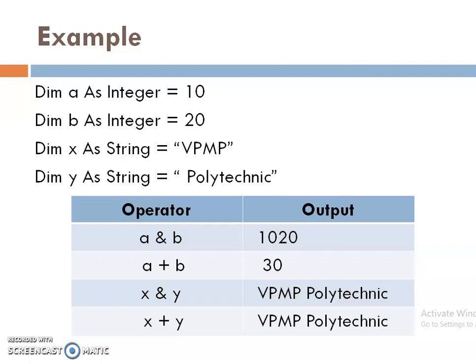Now we apply the plus symbol, a + b, and it gives the result 30, meaning it performs the arithmetic operation. Then we apply string data type x & y, so it gives the result VPMP polytechnic, meaning it concatenates the two string values. Then we apply the plus symbol on these variables, x + y, and it gives the result VPMP polytechnic.